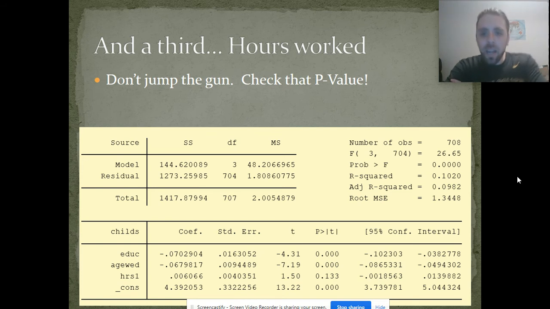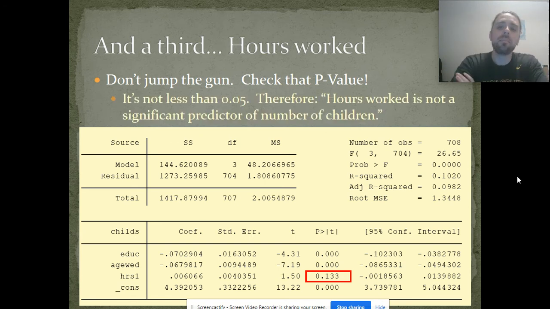So don't jump the gun here. Check that p-value, baby. Hours worked has a p-value of 0.133. So as I have been asking all semester, is 0.133 less than 0.05? It is not. So what's the right interpretation here? Hours worked is not a significant predictor of number of children.